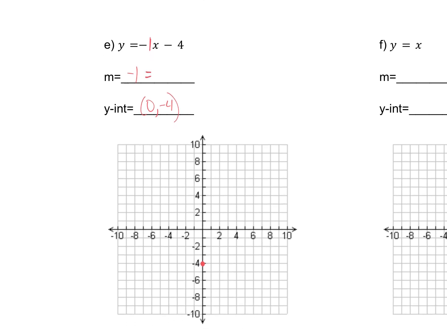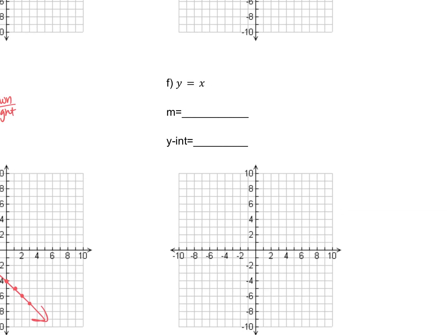And now our slope is -1 over 1. Since it's negative, that means we're going to go down and then right. So down 1, right 1. Down 1, right 1. Connect them. Ooh, that was a good line. Okay. Ooh, this is a good one.